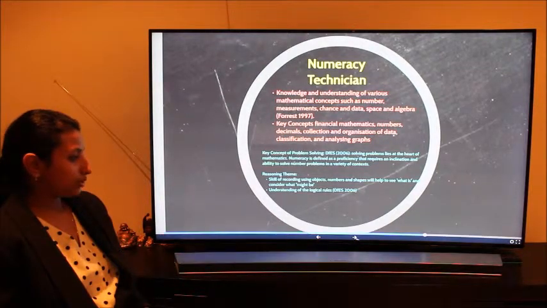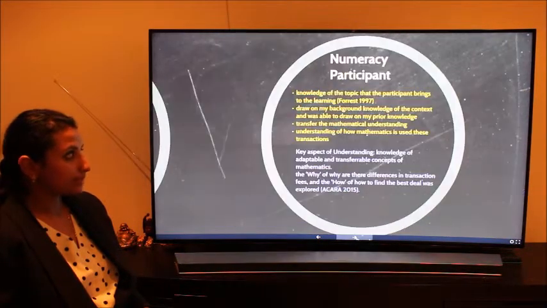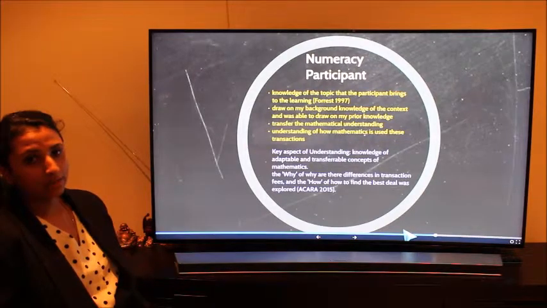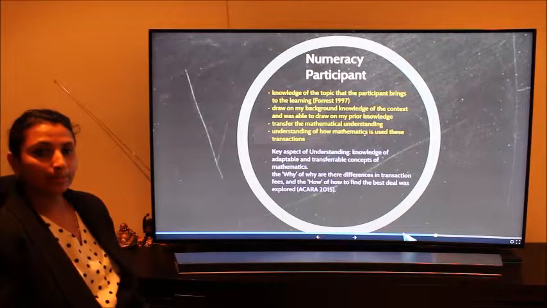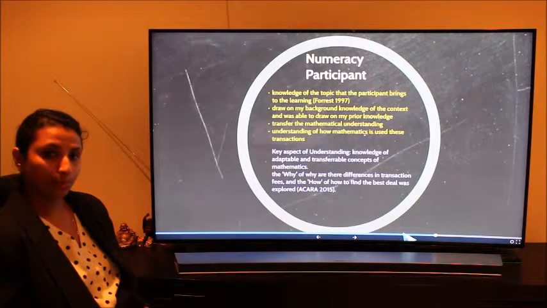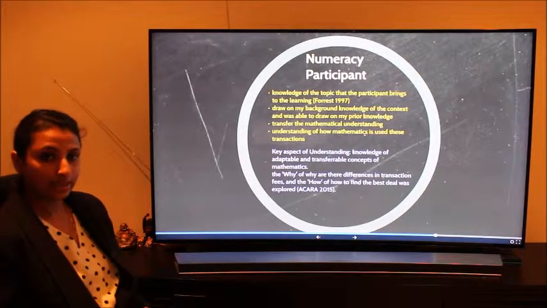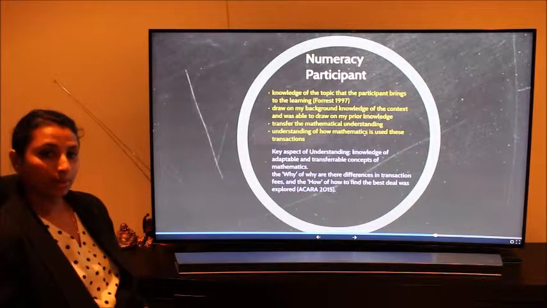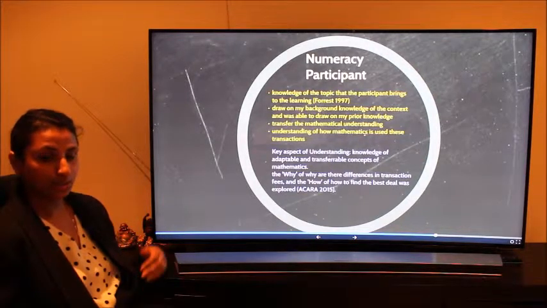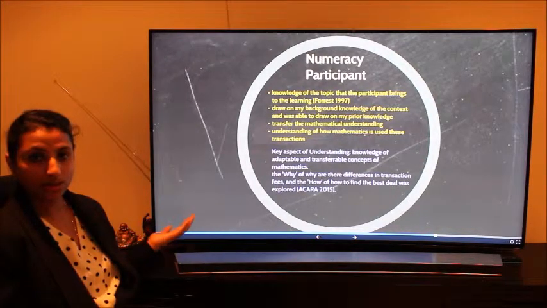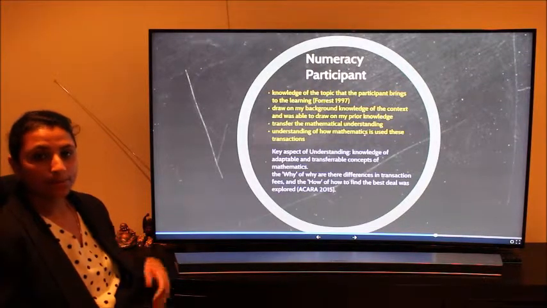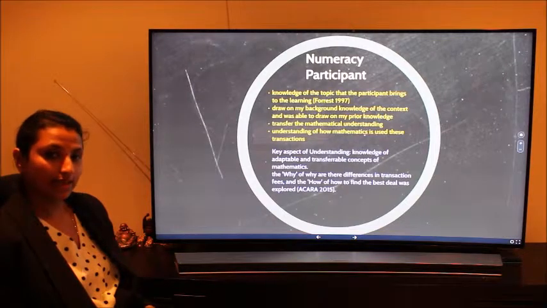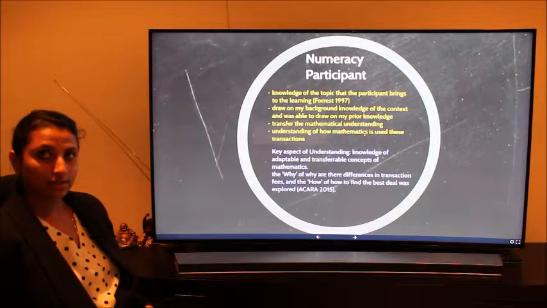Moving on to the numeracy participant. The key idea in this role is the prior knowledge of the topic that the participant brings to the learning. In the investigation, I was able to draw on my background knowledge for the context, and on my prior knowledge of remittances, and this was something that I did quite often. I was able to transfer the mathematical understanding that I had developed in school as well as in uni studies.